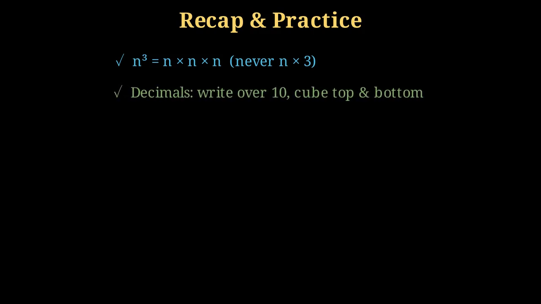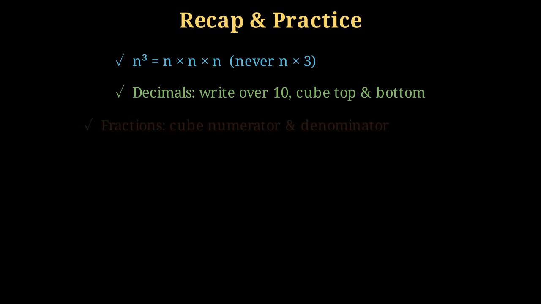Let's close the loop on everything you set out to learn today. The cube of a number is that number multiplied by itself 3 times. n cubed is n times n times n, never n times 3. For decimals, write the number as a fraction over 10, cube the top and the bottom, then convert back. And for fractions, cube the numerator and the denominator, turning any mixed number into an improper fraction first.